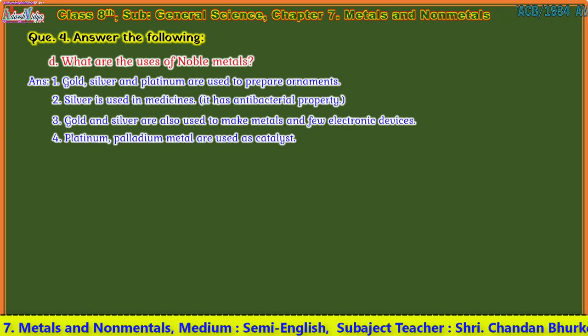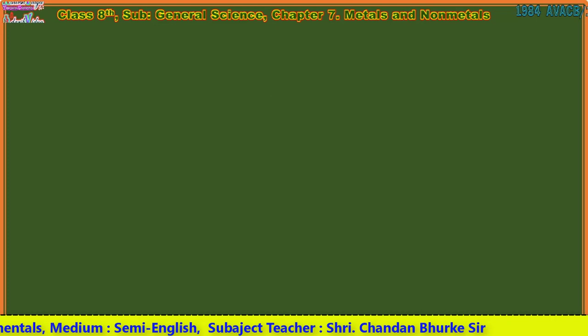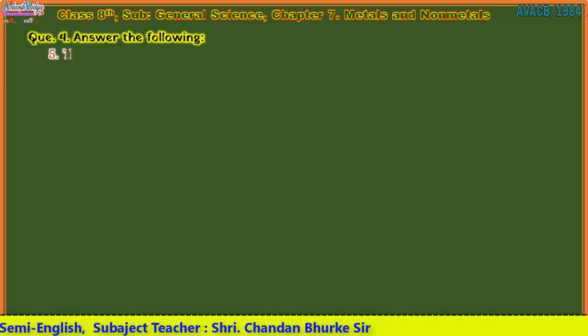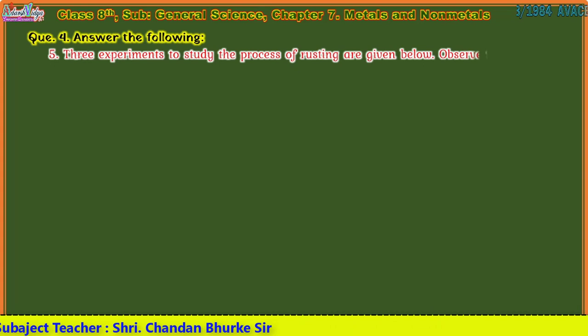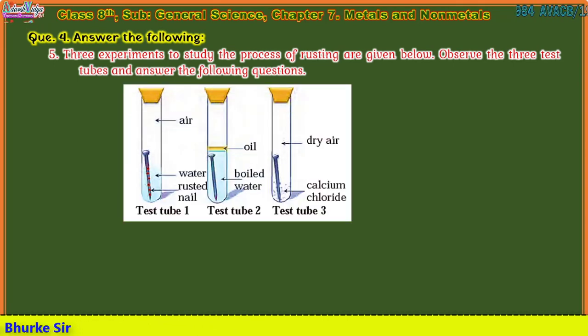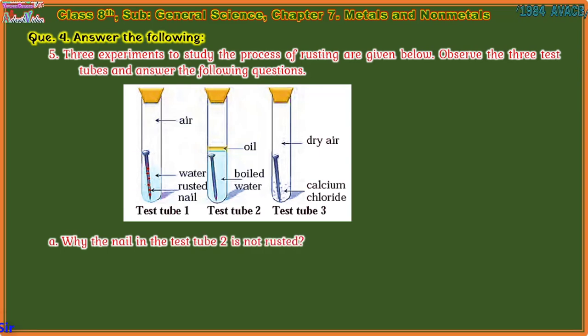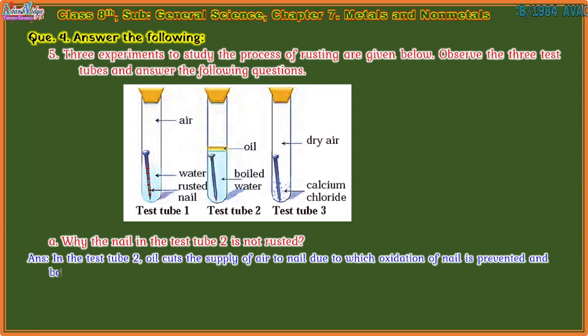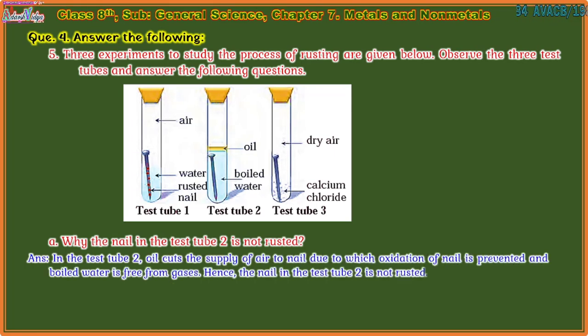Let's see the last question in this chapter. Question is, three experiments to study the process of rusting are given below. Observe the three test tubes and answer the following questions. See this picture carefully. First question is, why is the nail in test tube second not rusted? Answer: in test tube second, oil cuts the supply of air to the nail, due to which oxidation of the nail is prevented, and boiled water is free from gases. Hence, the nail in test tube second is not rusted.